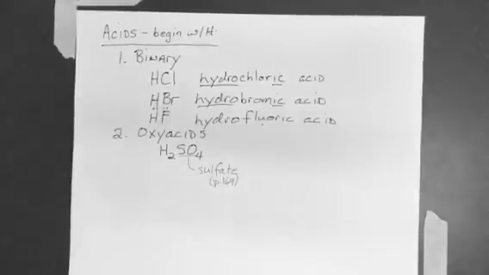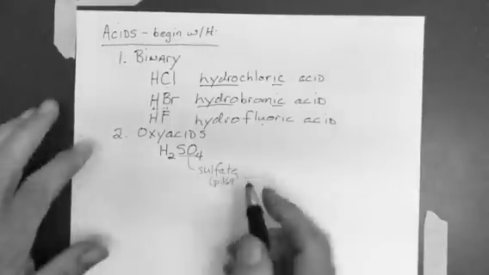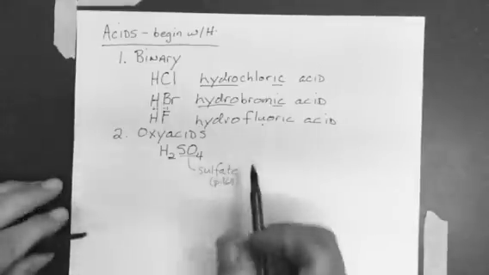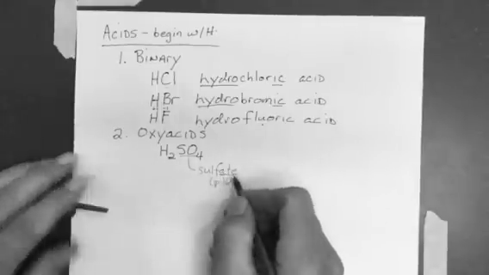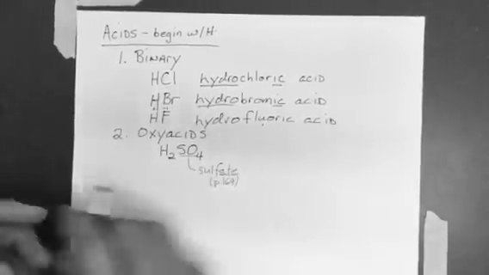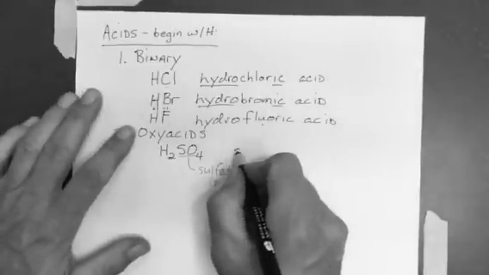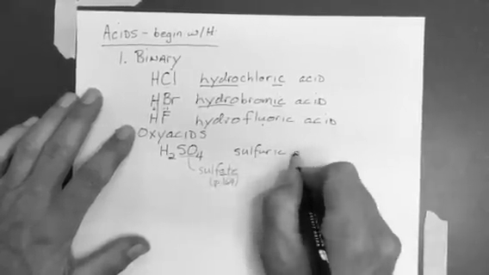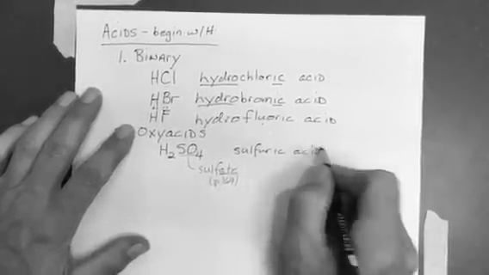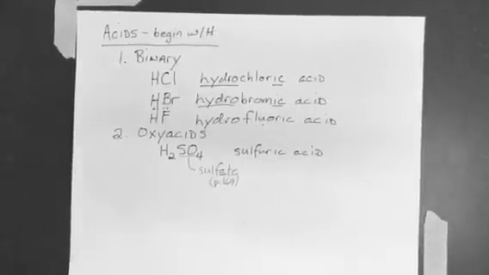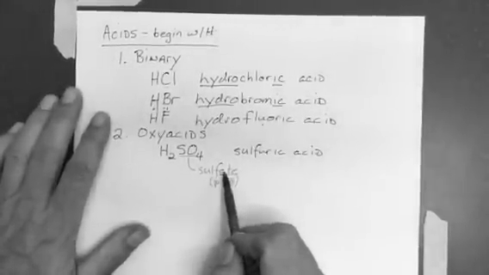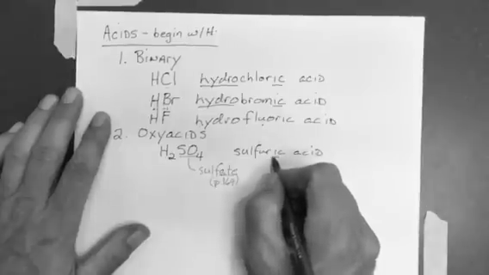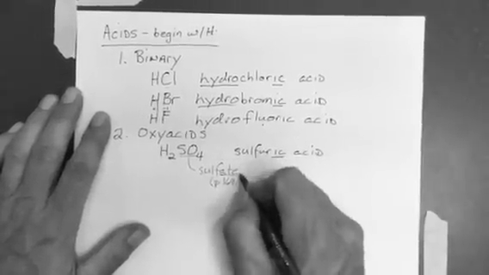What we do is if the polyatomic ion ends in ate, we change the ate to an ic. You're like, huh? What does that mean? Well, let me just show you. This is called sulfuric acid. Notice we do not use hydro. All we do is we take the name of the polyatomic ion sulfate and we change the suffix to ic.